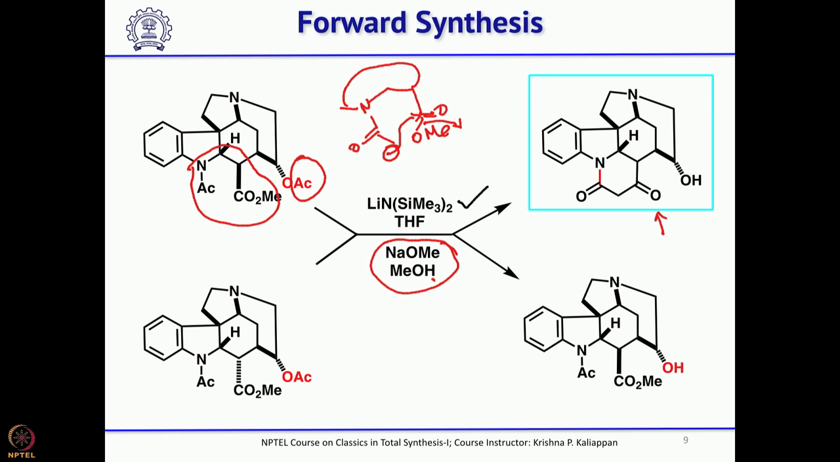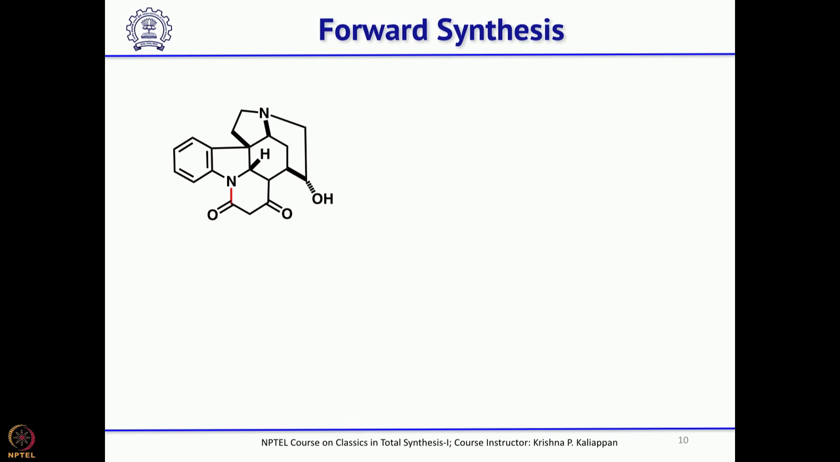So both will give, but the second one, the first step does not work, so it hydrolyzes only the acetate, and in the second step you treat with lithium hexamethyldisilazide and you can get this. Once you have this, now you can see how many rings you have made: 1, 2, 3, 4, 5, 6.